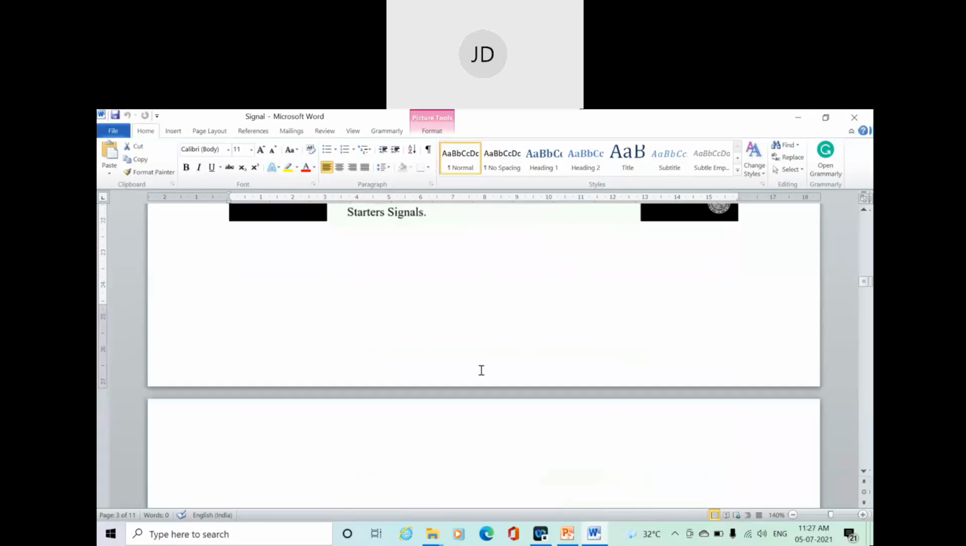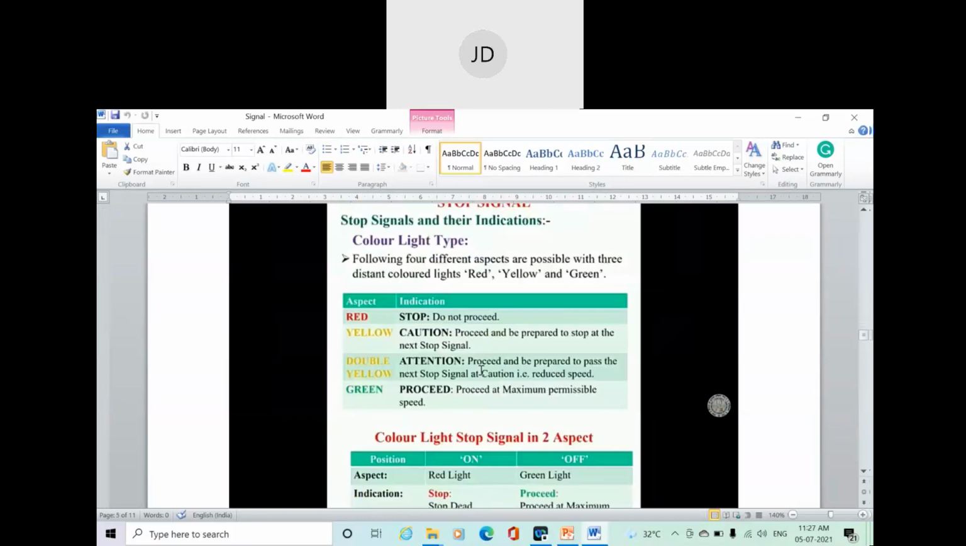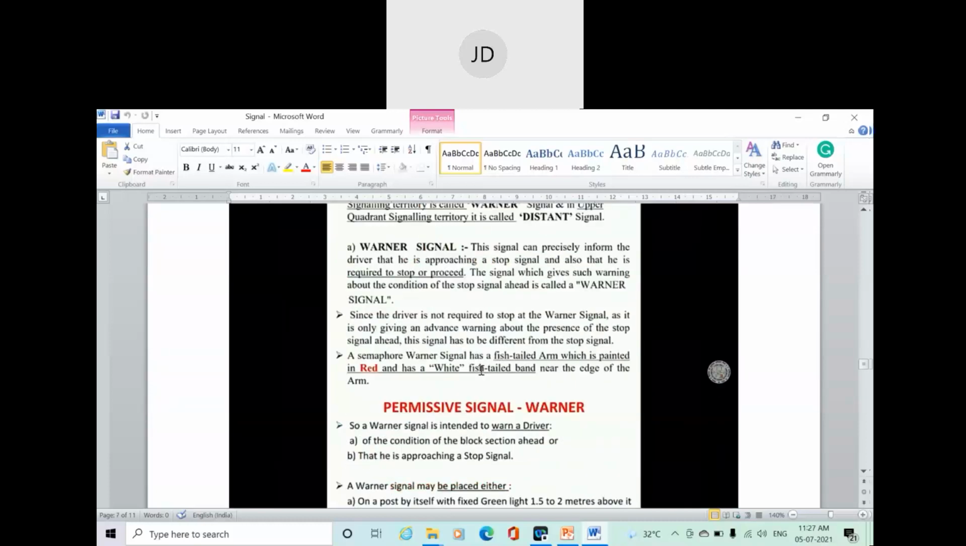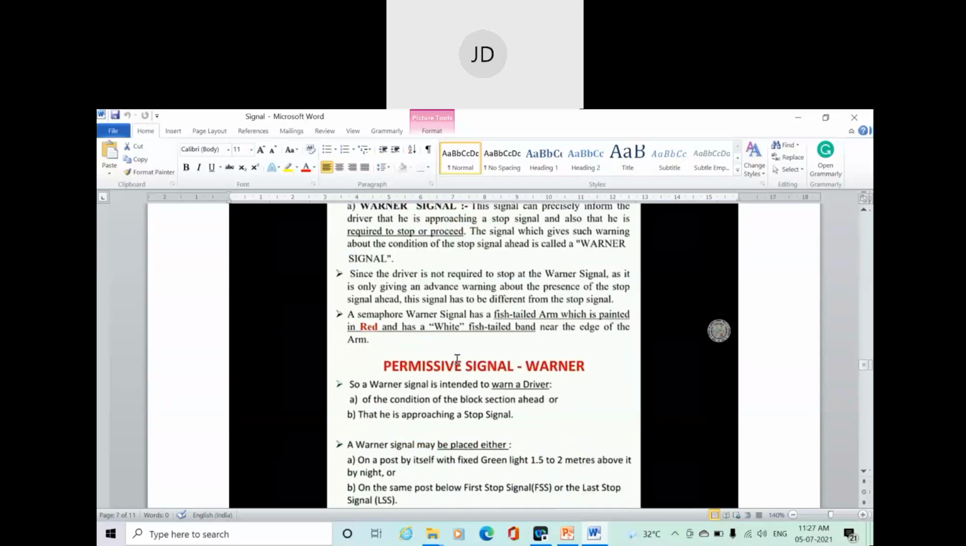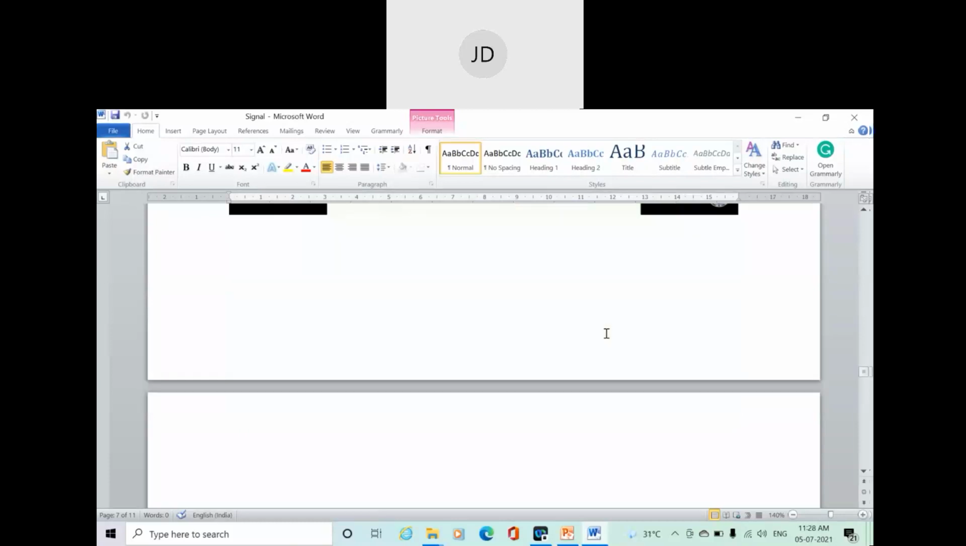I also mentioned in the previous class that I'll show you when we discuss the Warner signal. When we were discussing the Warner signal, which is under permissive signal, we discussed this. I'll show you here. A Warner signal can be installed on a post by itself with a fixed green light 1.5 to 2 meters above it by night, or a Warner signal can be placed on the same post below the first stop signal or the last stop signal. These are key points that you have to remember first for this class. A Warner signal can be installed along with the first stop signal and the last stop signal. I'll show you a diagram here also.